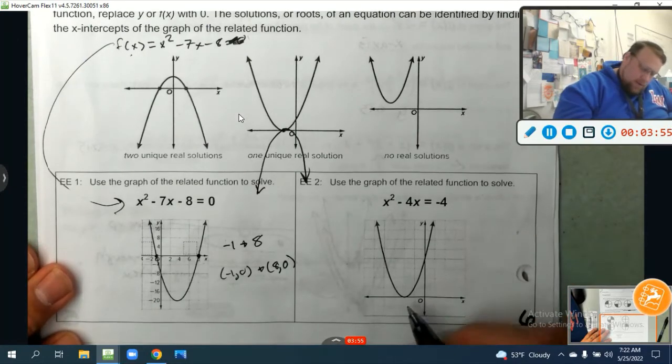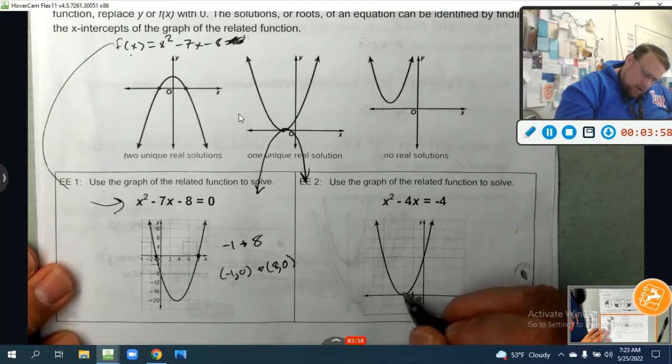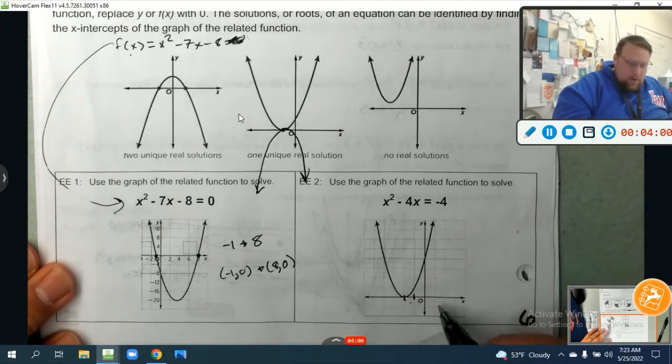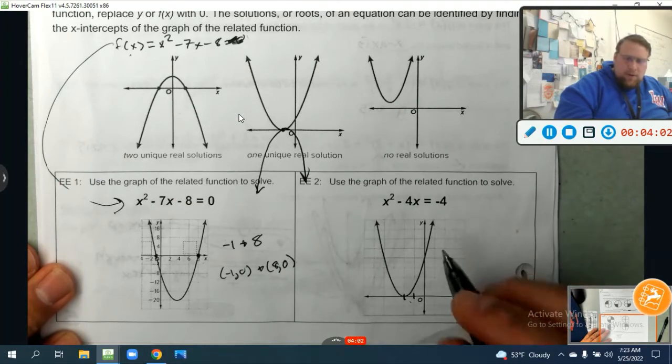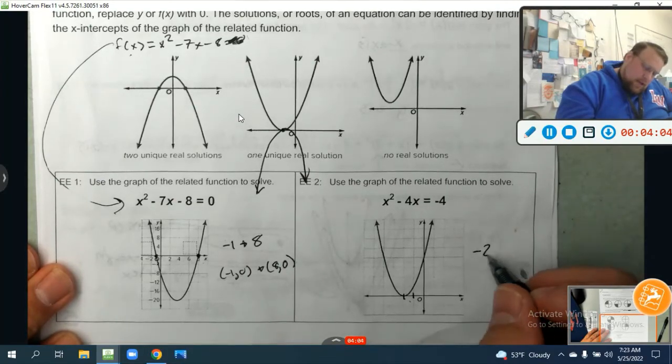Right here again, what's the value? We see it at negative 1, negative 2. By the way, if you don't see values written down, we're going to assume it's by 1. So this is at negative 2.